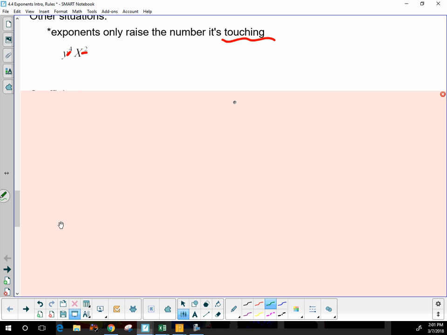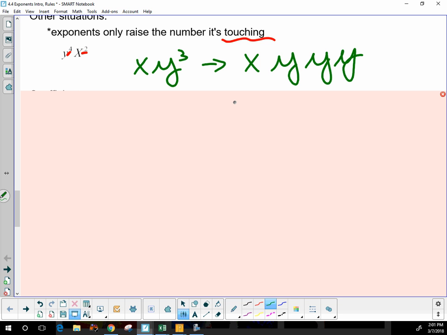So if I had x y to the 3rd, it's not x to the 3rd, y to the 3rd. It's not xy to the 3rd either. If I wrote this out, I would have x and y to the 3rd. That 3 only refers to this guy right here, okay?